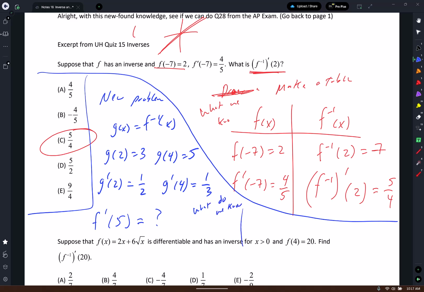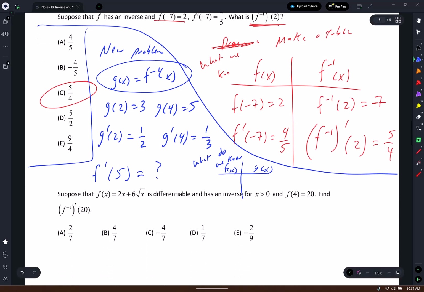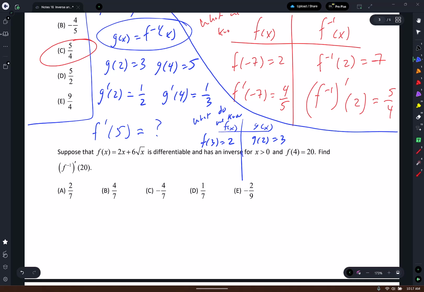What do we know? This time we don't know f, we know g. Well, we know more of g. Remember that f and g are inverses of each other, yes or no? Because I wrote g of x equals f negative 1 of x, which means that they are inverses. So here we go. What do we know? We know that g of 2 is 3. So if we know that g of 2 is 3, what do we know about f? f of 3 is 2. Are we still okay? All right. Don't worry, guys. I know that g of 5 is 4. So if I know that g of 5 is 4, what do I know about f?